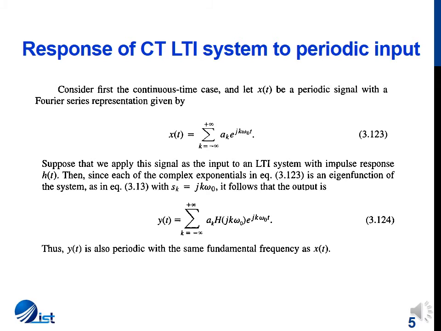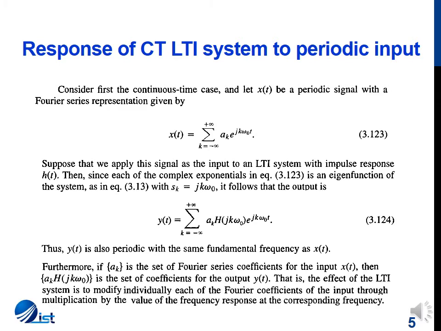So y of t is also periodic with the same fundamental frequency as x of t, and if a_k is the set of Fourier coefficients for x of t, then the set of coefficients for y of t is a_k times H of jk omega naught.